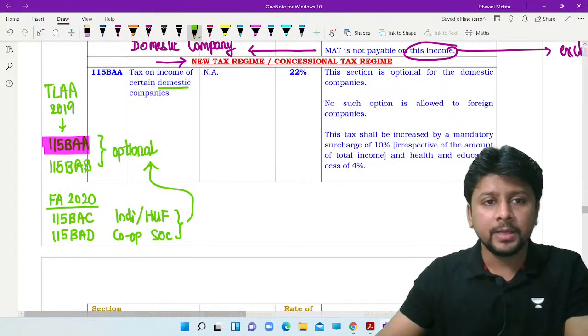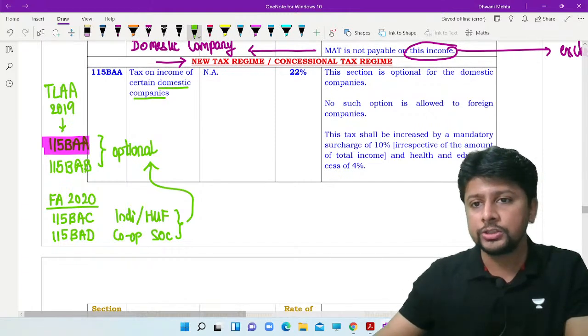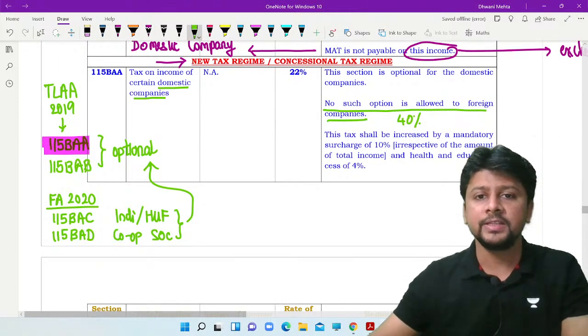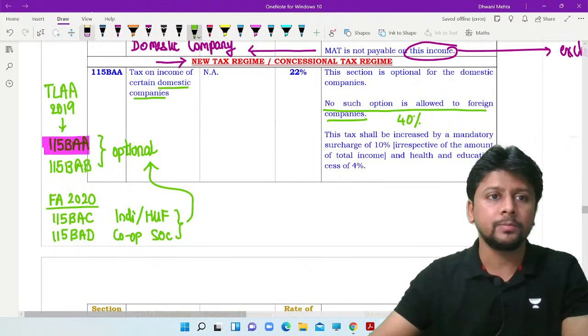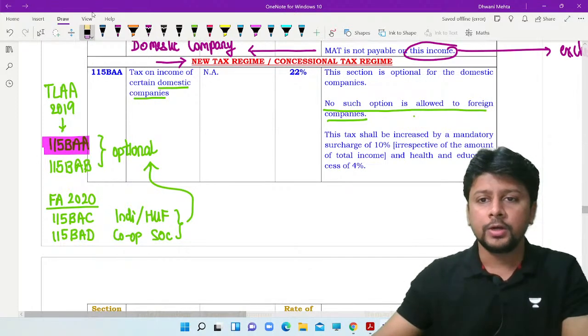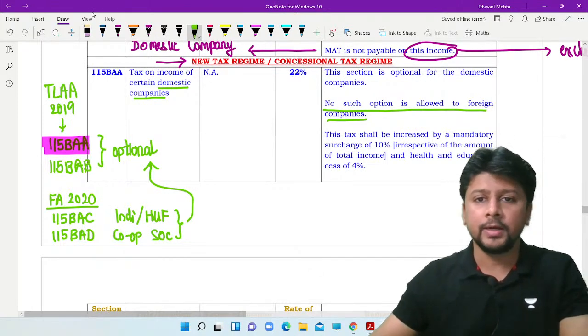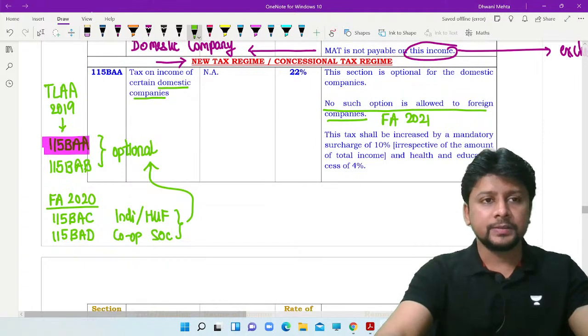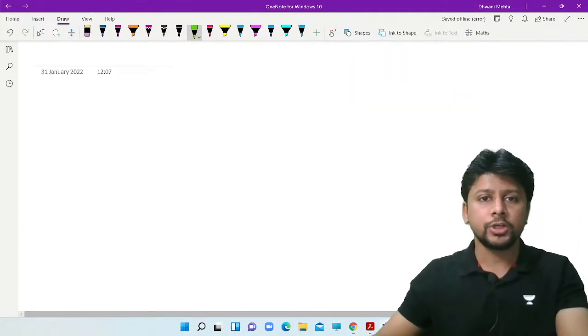115BAA is applicable to domestic companies. No such option is allowed to foreign companies. Foreign companies pay tax at the rate of 40%. Foreign companies are required to pay tax as per Finance Act 2020. Domestic companies, yes, you have a small option available.